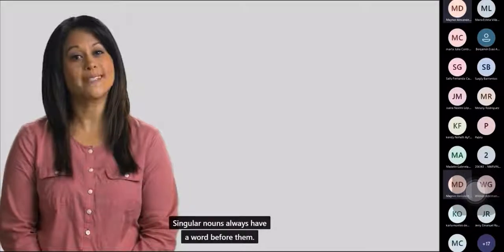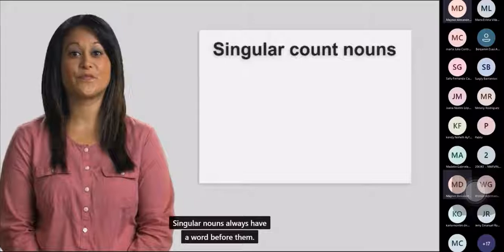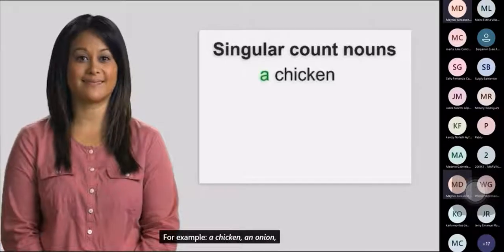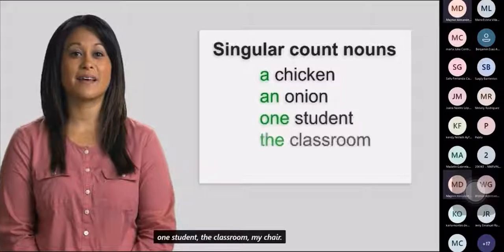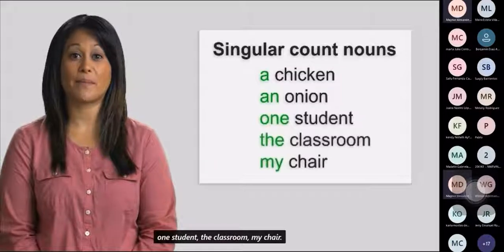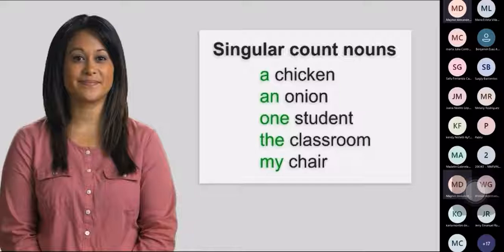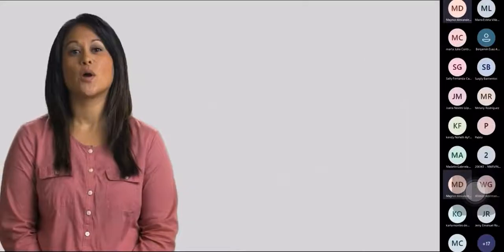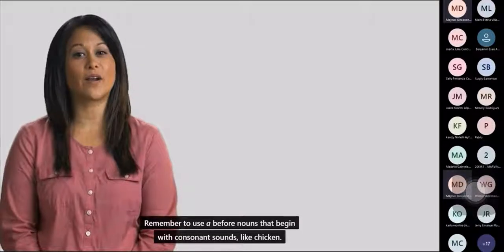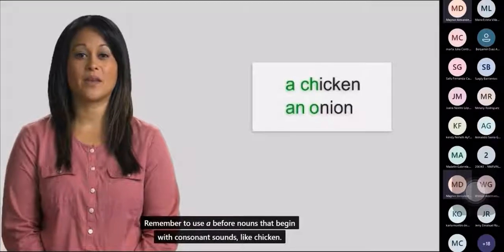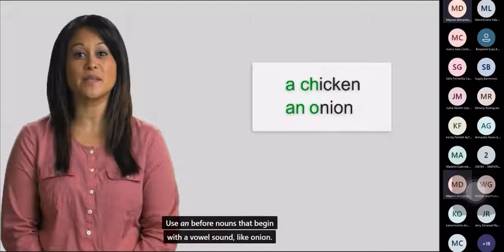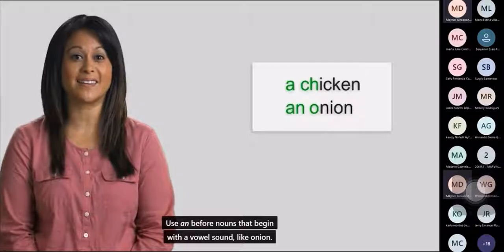Singular nouns always have a word before them. For example, a chicken, an onion, one student, the classroom, my chair. Remember to use a before nouns that begin with consonant sounds, like chicken. Use an before nouns that begin with a vowel sound, like onion.